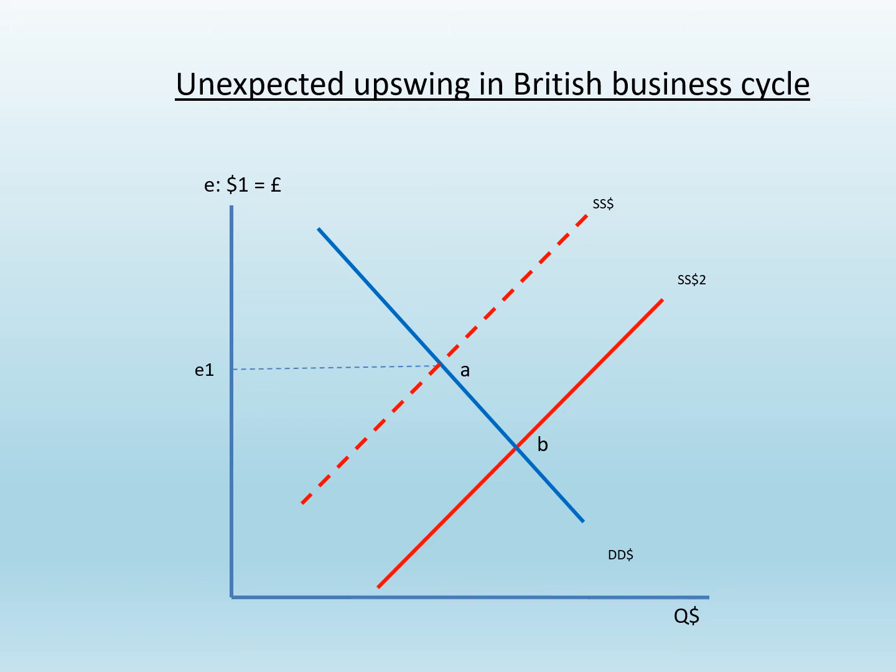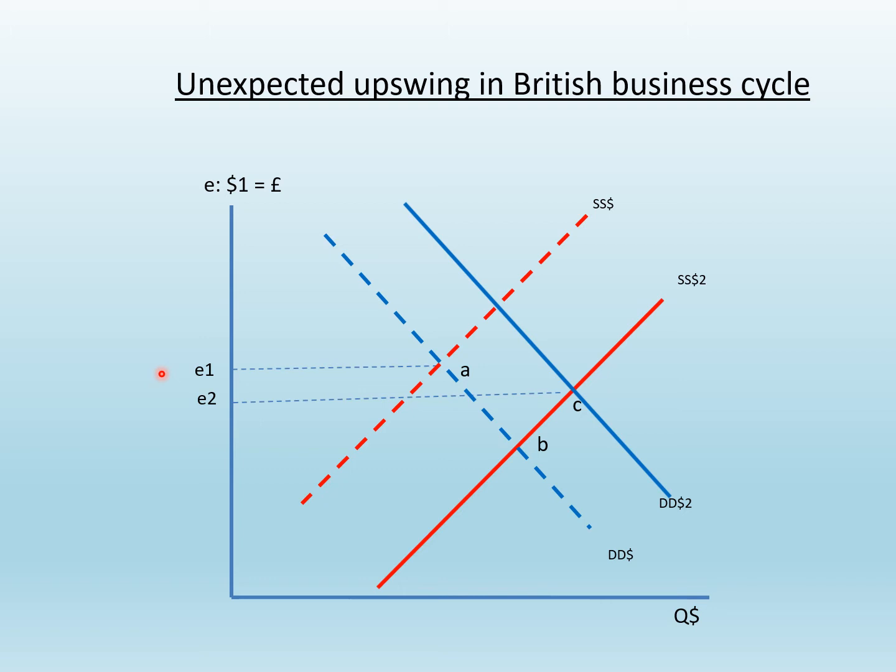Now, as the British become richer because of the upswing in the business cycle, they'll buy more goods. Part of those goods will be imports, and because they are buying more imports, they will demand foreign exchange. The consequence is that the demand for dollars will move to the right, and the pound will now depreciate. The net overall effect in the way this particular diagram is drawn is that the pound will still appreciate.